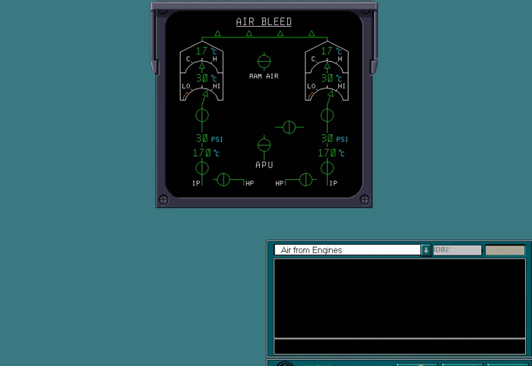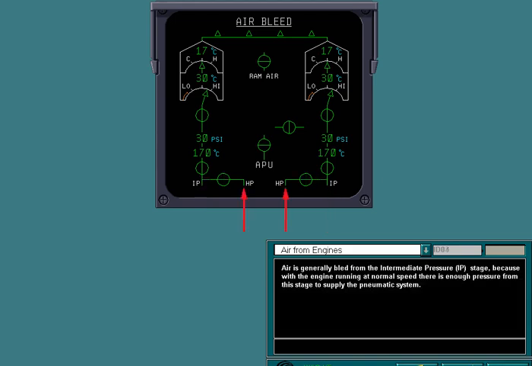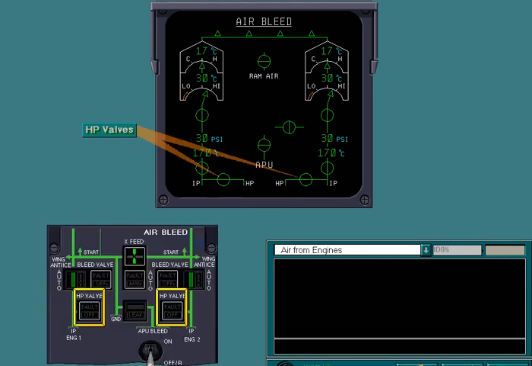Each engine is fitted with two different air bleed sources, IP and HP. Air is generally bled from the intermediate pressure, IP, stage, because with the engine running at normal speed, there's enough pressure from this stage to supply the pneumatic system. When the engine speed is near idle, for example during descent, the air is automatically bled from the high pressure, HP, stage. The bleed transfer occurs automatically when it's needed.